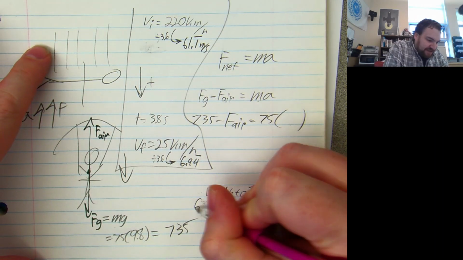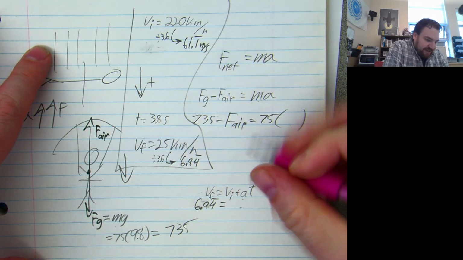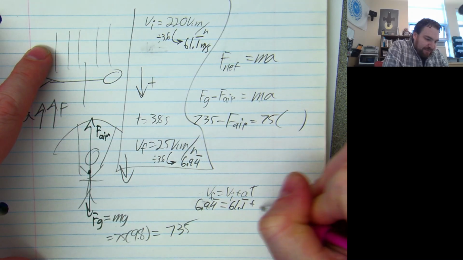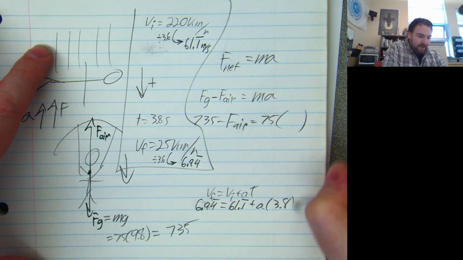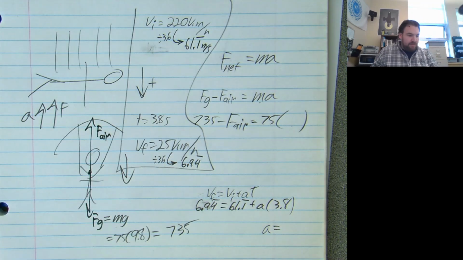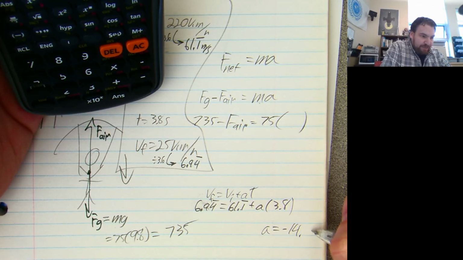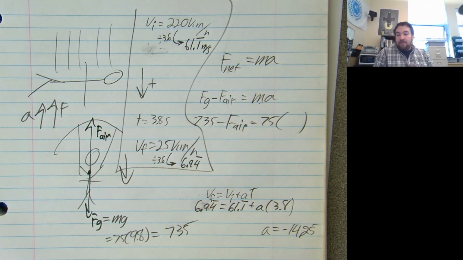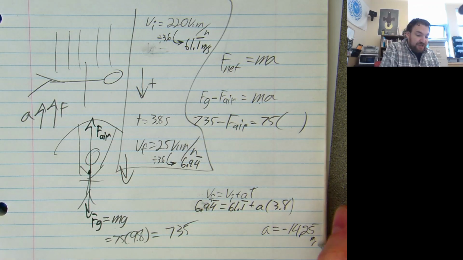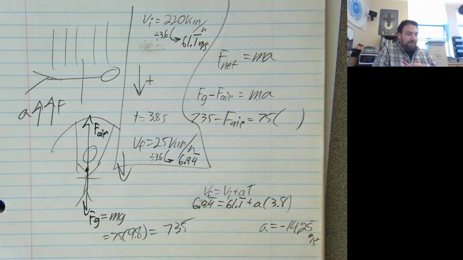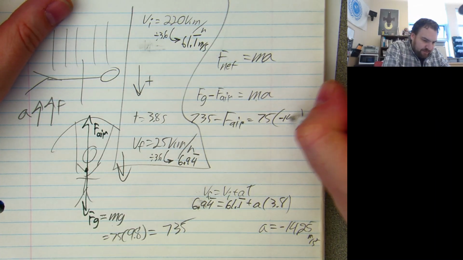So V final is 6.94 repeating. That's going to equal 61.1 repeating plus a times 3.8. So then the acceleration I'm going to get is 6.94 repeating minus 61.1 repeating divided by 3.8. And that's going to give me an acceleration of negative 14.25 if I round it, meters per second squared. Brad, did you get that acceleration? Yep. Okay. So then that value is going to go in here, 14.25.